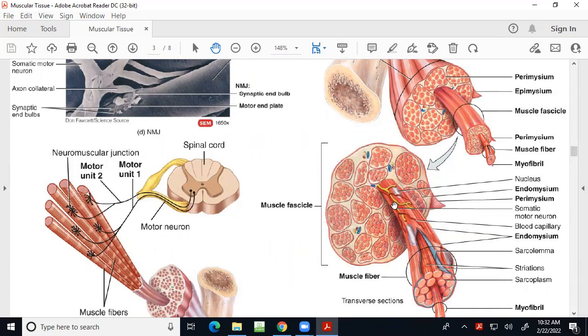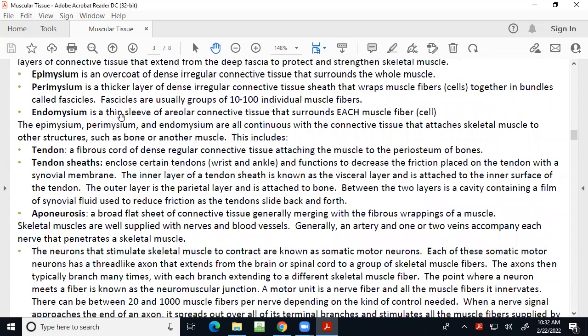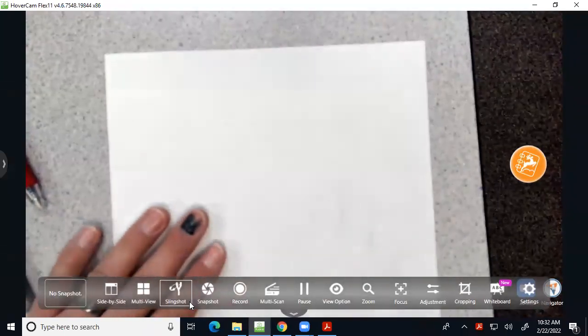Okay. Surrounding each muscle fiber is the endomysium. The endomysium is a thin sleeve of areolar connective tissue surrounding each muscle fiber or cell. Okay. What I typically do to help keep your head straight on this and the organization of skeletal muscle, I kind of create a flow chart. So I'm going to do that now. Keep your head straight on all these new terms that we're going to see.